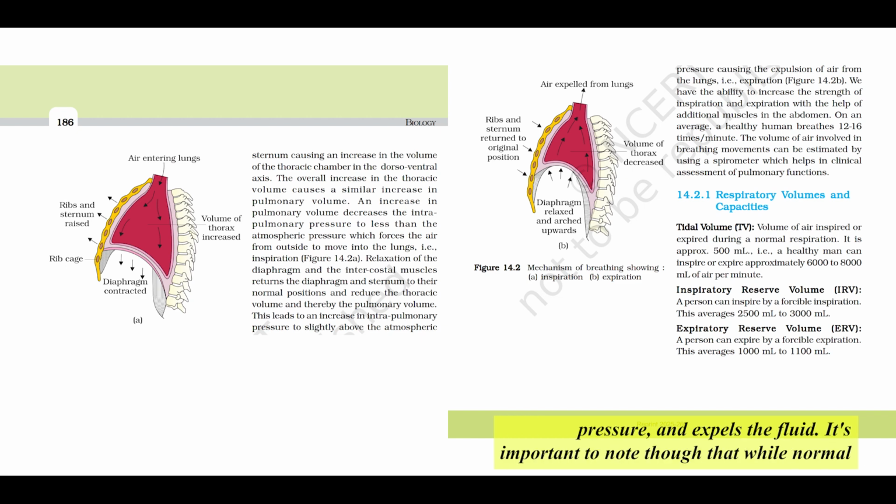It's important to note, though, that while normal expiration is passive, we can force air out more strongly. This is forced expiration. We achieve this by actively contracting other muscles, particularly the muscles in our abdomen and the internal intercostal muscles. These help to compress the thoracic cavity even further. We use forced breathing, both inspiration and expiration, during things like heavy exercise or when we need to clear our airways, like coughing or sneezing.